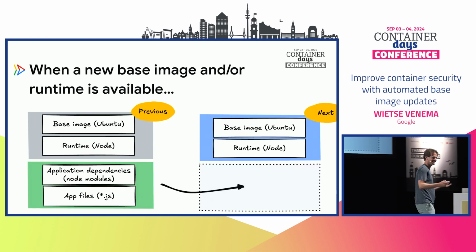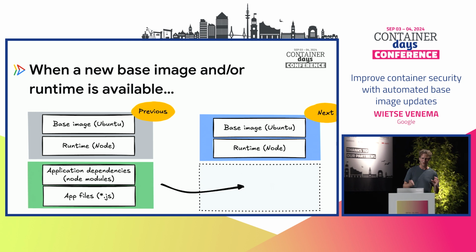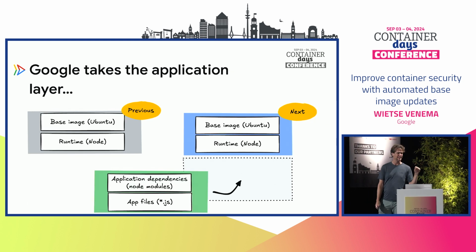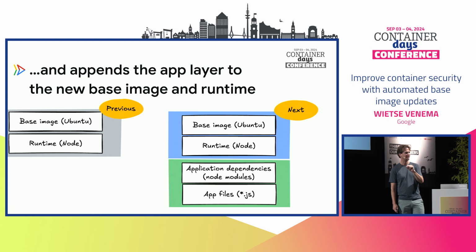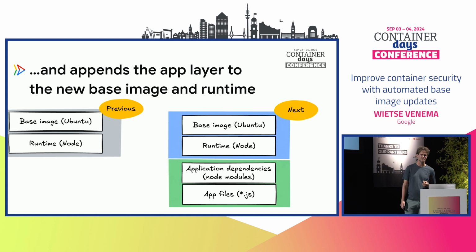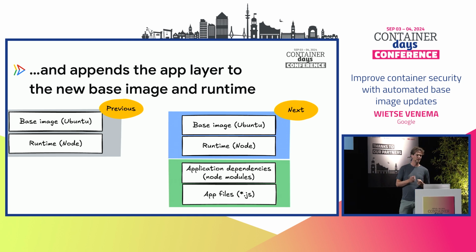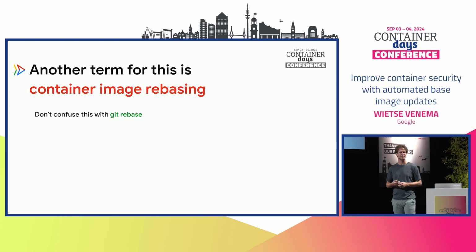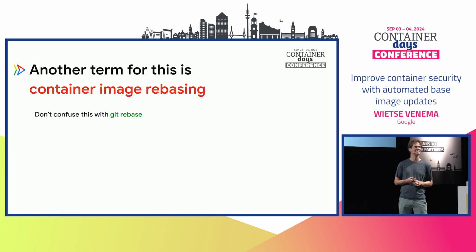So this is what we do, and this might not come as a surprise. When a new base image or runtime is available, we take the application layer and we append that app layer to the new base image and runtime. Another term for this is container image rebasing, not to be confused with Git rebase.